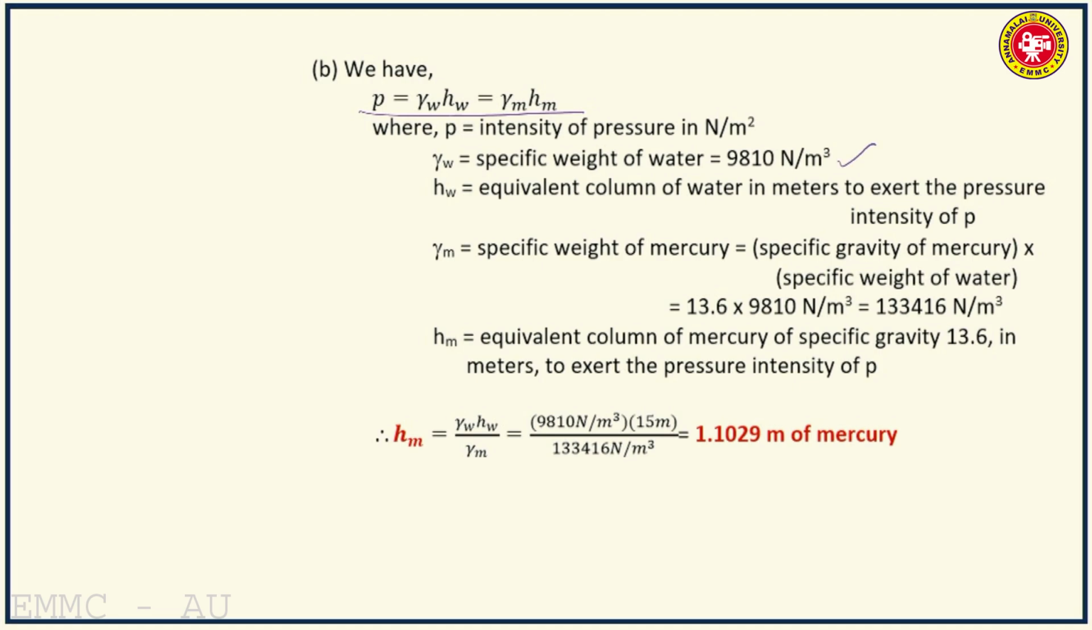Equivalent column of water in meters to exert the pressure intensity of P, that is 15 meters here. Specific weight of mercury is 13.6, the specific gravity of mercury, multiplied by specific weight of water. So, you get 133,416 Newton per meter cube. I want the equivalent column of mercury of specific gravity 13.6 to exert the same pressure intensity P. So, you get HM is equal to 1.1029 meters of mercury.